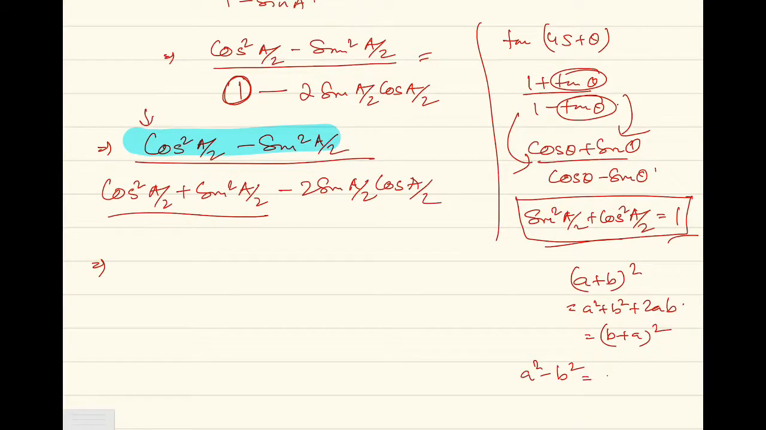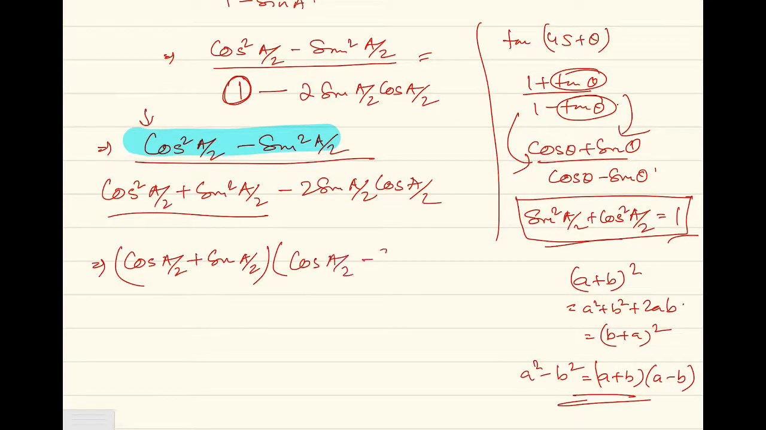What's the formula of A square minus B square? A plus B, A minus B in algebra, isn't it? So let's use it here. Cos A by 2 plus sine A by 2. Another factor will be cos A by 2 minus sine A by 2. That's another factor, correct? Divided by, now what can I write this?